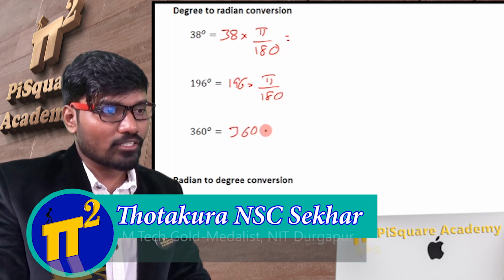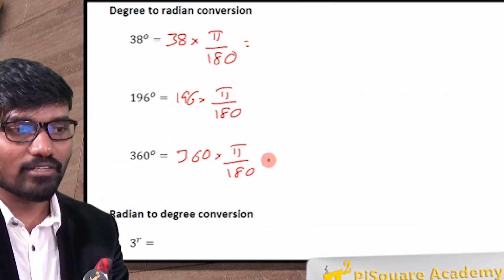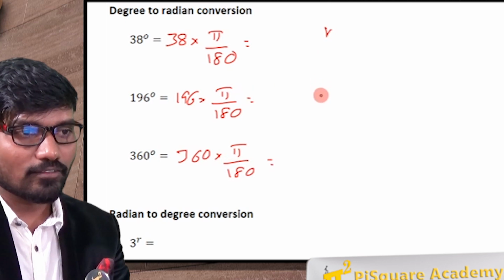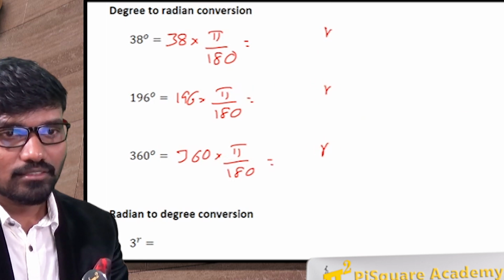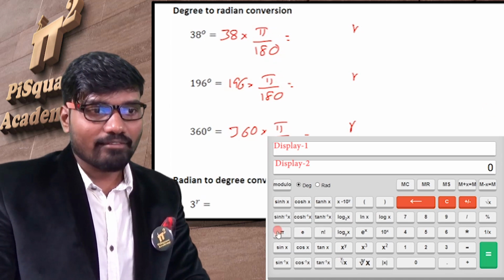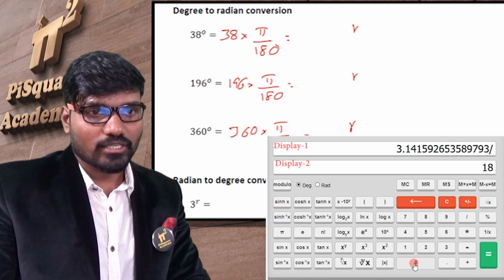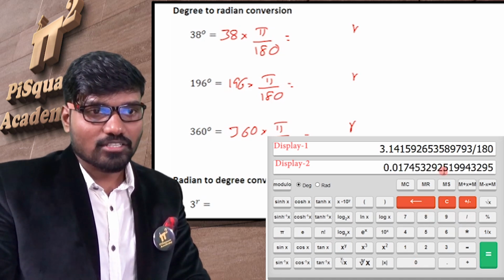360 degrees to convert into radians. We'll multiply this degrees into pi by 180 so that you will get the result in radians. Okay. Let's see how to do that. First, let me store this pi by 180 in the memory. Okay. Pi value is here. Pi. I can use that. Pi by 180. Okay. So answer is this much.